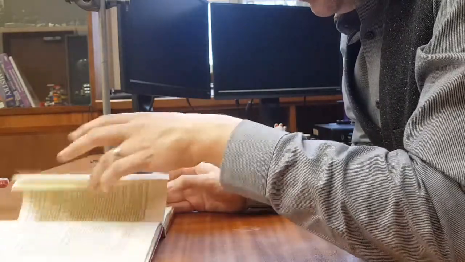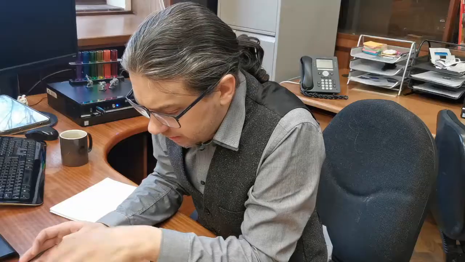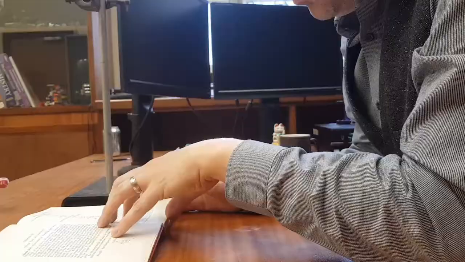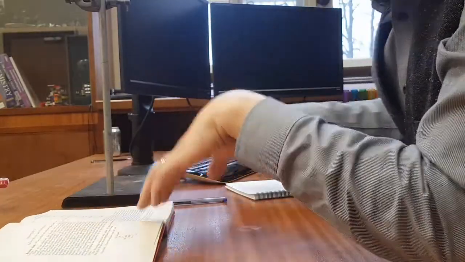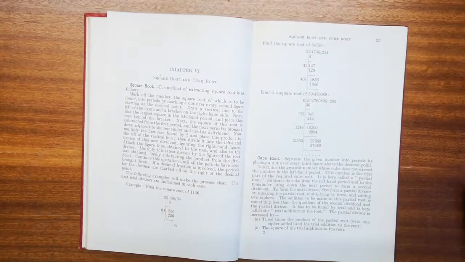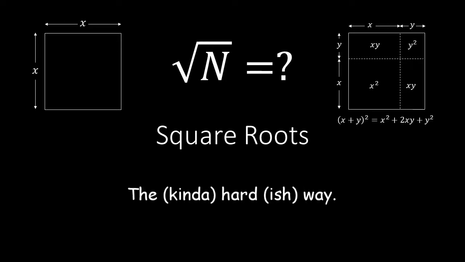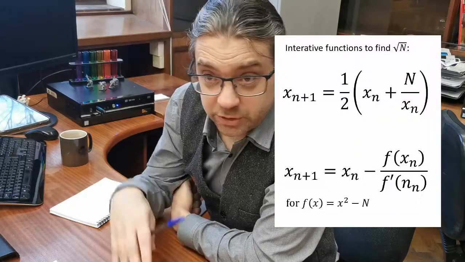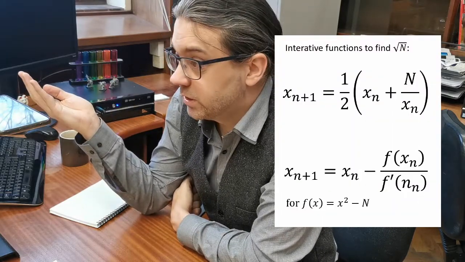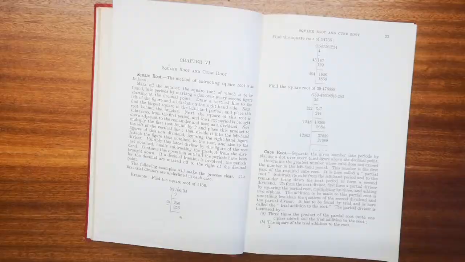So let's have a look at what we were talking about. Averages, ratios, and the one I wanted to look at, here we are. The square roots and the cube roots. So this is an algorithm to work out the square root of a number. There are multiple ways of doing this. There's the Babylonian method, Newton's method, the more generalized version, and this algorithm.